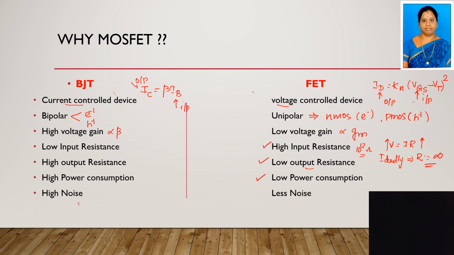The final advantage: the BJT produces more noise, whereas the FET produces less noise. This is also a very good quality of an amplifier. So these are all the advantages of MOSFET that we have seen.